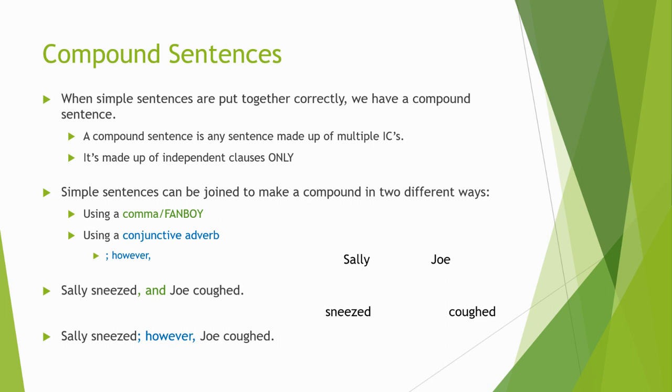Why is this a compound sentence and not a simple sentence? Remember, it comes down to this. When we look at the subjects and the verbs, who or what sneezed? Sally sneezed. Who or what coughed? Joe coughed. There's no crossover. We have different subjects doing different verbs. That's why it's not just a simple sentence anymore. It's now a compound. We have two separate thoughts, two separate things going on. Sally sneezed, Joe coughed. Different subjects doing different verbs.